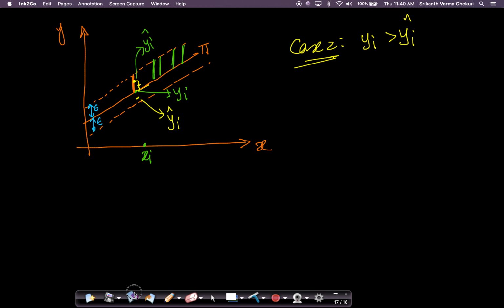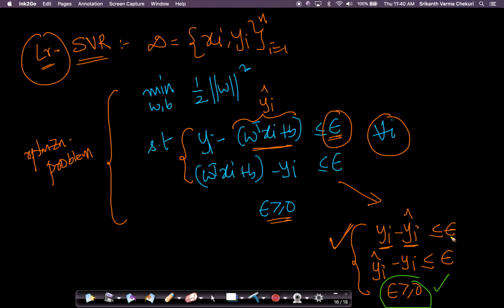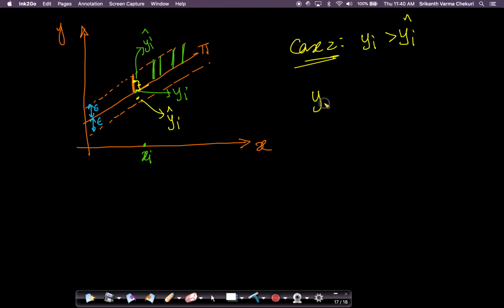Then let's write the two constraints. What is the first constraint? Yi minus yi hat is less than epsilon. Obviously, because yi is greater than yi hat, this value is going to be positive. Since we know that yi hat is within the epsilon tube, this constraint is going to be satisfied if yi hat is like this. Oh, sorry, this is constraint 1.